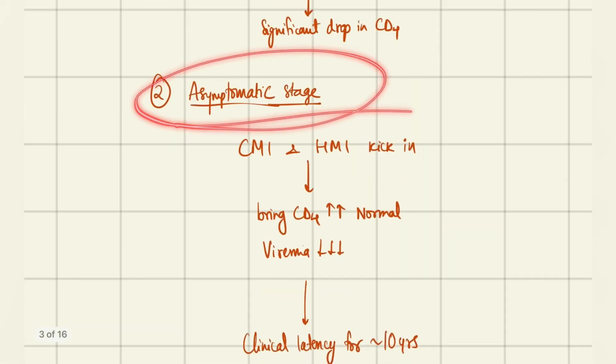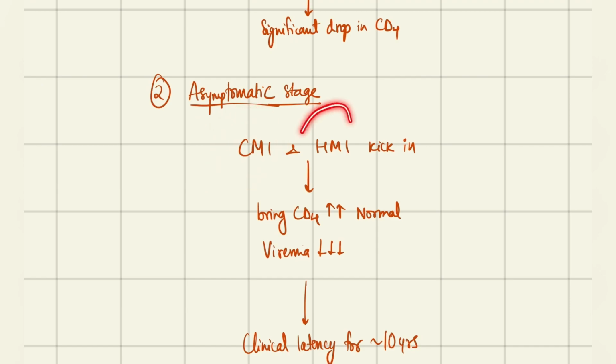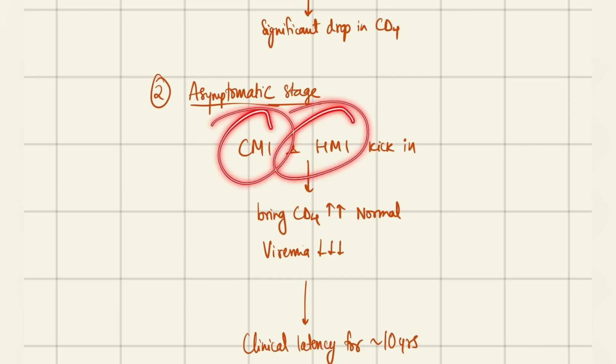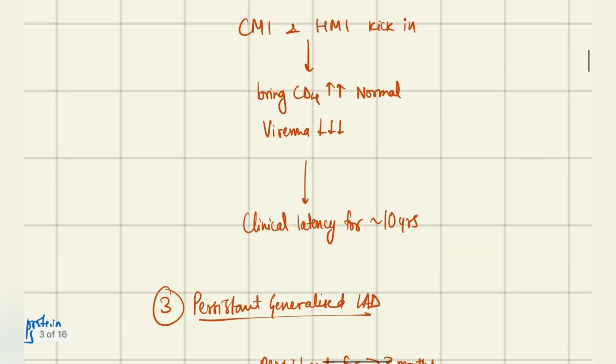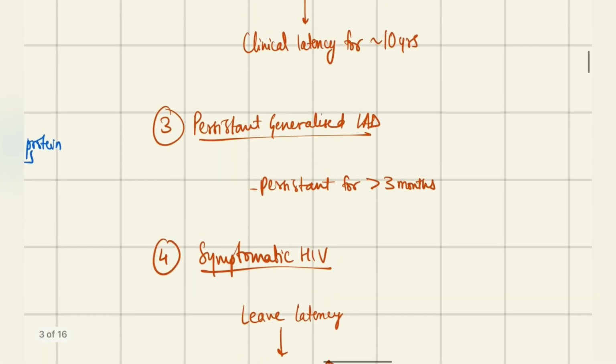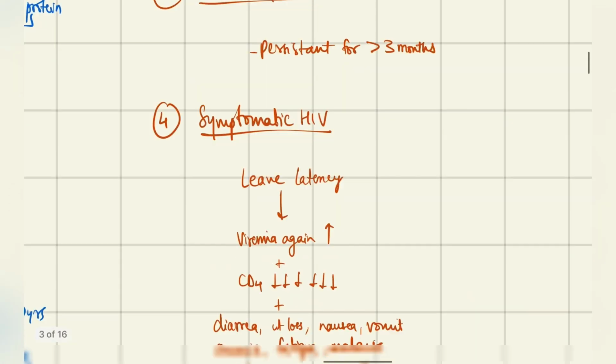But then the asymptomatic stage kicks in. How? Because now the cell-mediated immunity and the humoral immunity, both bring back the CD4. They fight with the virus, they decrease the viremia and bring back the CD4 to normal levels. After that, because the levels came back to normal, the virus goes to latency for 10 years. It is not able to fight. After 10 years, when it has to come back from latency, we will see a stage of persistent generalized lymphadenopathy. That is lymphadenopathy persistently for more than 3 months. That means the virus is coming out of latency.